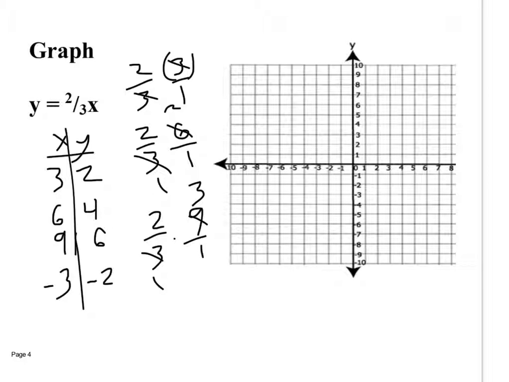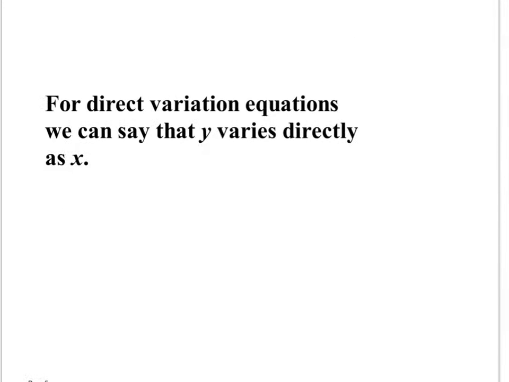Do you want to see why I picked 3, 6, 9 and -3? Because it's all going to come out even, right? I don't want to have to work with fractions, because if I picked 1, I would have got 2/3, right? That's kind of hard to graph. 3, 2 is not. So then we just graph the 4 points. Which, by the way, goes through the origin. And so there you go. That's what it looks like. Any questions?